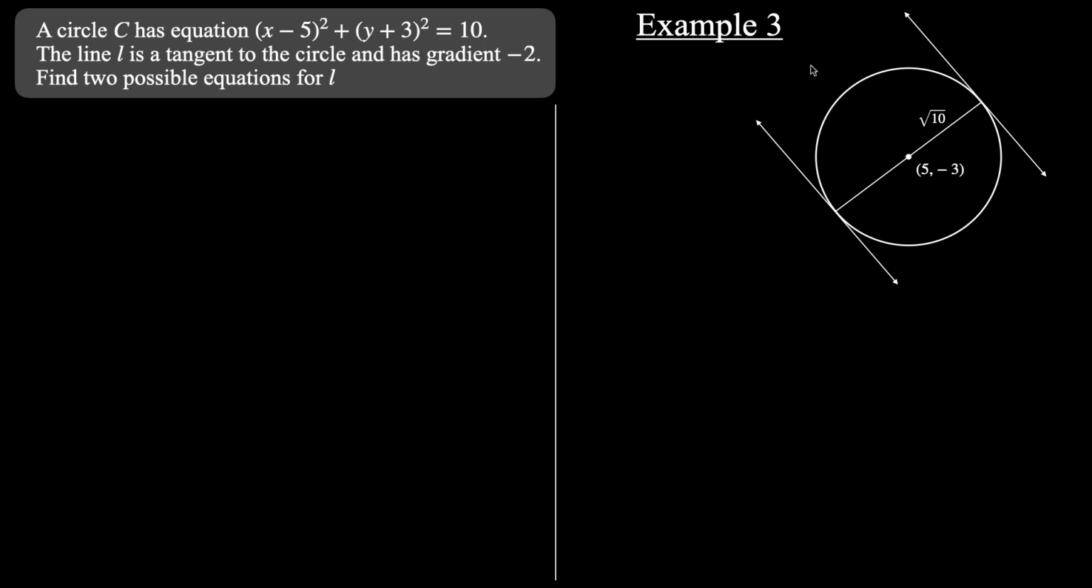The first thing we'll note is that the equation for L will look like this, y equal to negative 2x plus c. We already know what the gradient is. The problem is finding c. So we're looking for two values for c. So how do we do this? Well, the first thing we want to do is to find the two intersection points where the tangents intersect with the circle. We want to find the coordinates of these points.